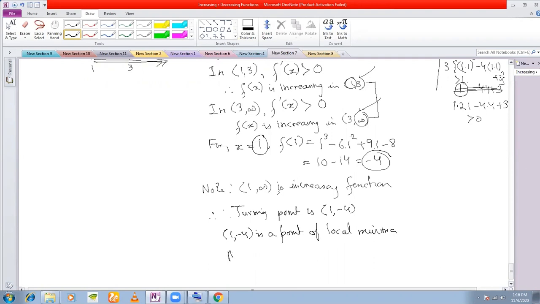And what is the minimum value of the function? Minimum value is f(1), because at x is equal to 1, you are getting the minimum value, right? So f(1) is minus 4. So the minimum value of this function is minus 4. Understood? This is called the first derivative test. Now, first derivative test is mostly important for your multiple choice questions. Okay. So I stop here for today.